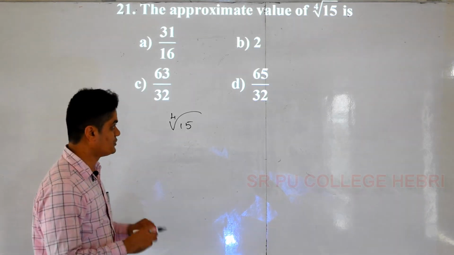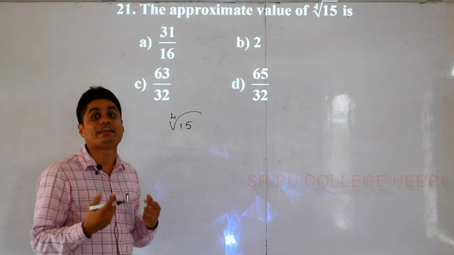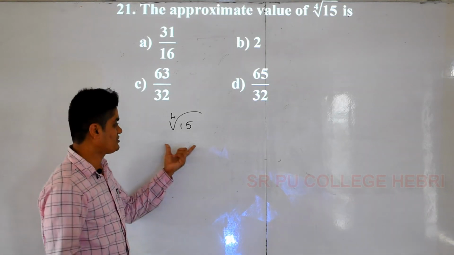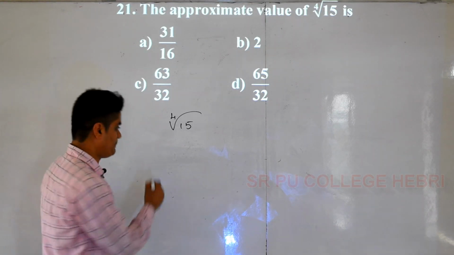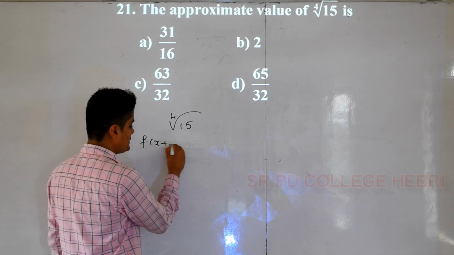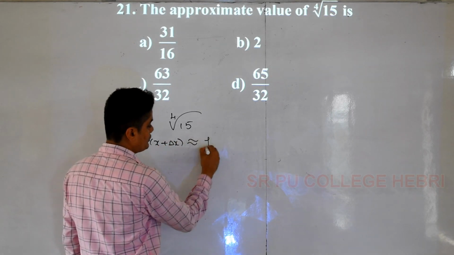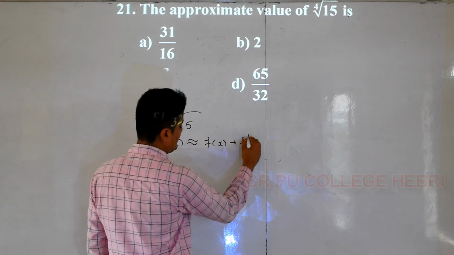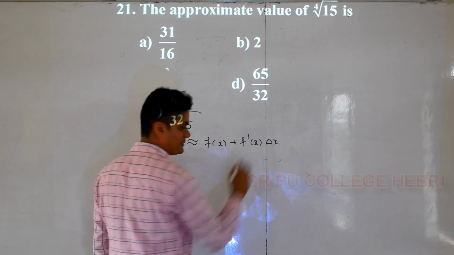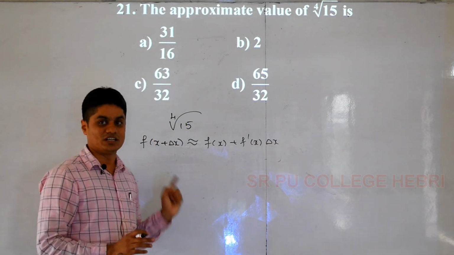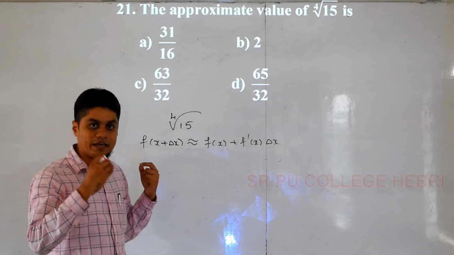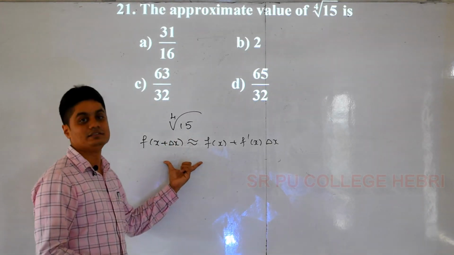See, you will come to know exactly why derivative is required, why error approximation you will learn. When this question is asked in CET, you don't have any other option other than the approximation formula. Remember, f of x plus delta x is approximately equal to f of x plus f dash of x into delta x. Remember this? Now you may understand why this formula you learn in a regular class. To solve this problem we don't have any other option except this method.